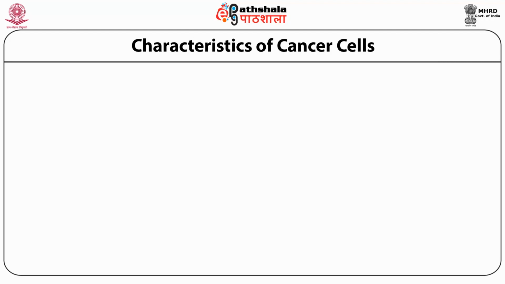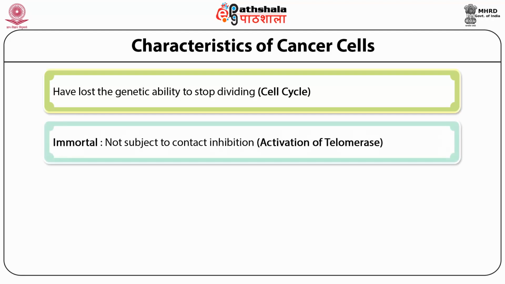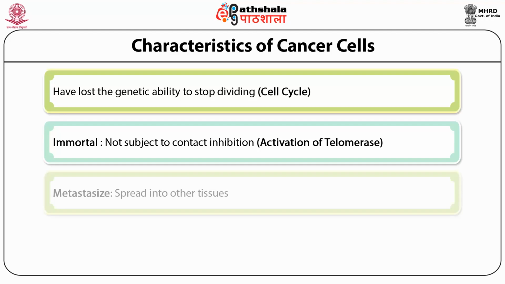As already explained, the first basic feature is that the cells have lost the ability to stop dividing, and this makes the cells immortal. But still, not all immortal cells are cancerous, as immortal cells, when following the rules of contact inhibition, can stop the growth. However, immortal cells which have lost the ability to undergo growth arrest will keep on dividing and are hence called cancerous. Yet another important characteristic feature of cancer cell is metastasis.